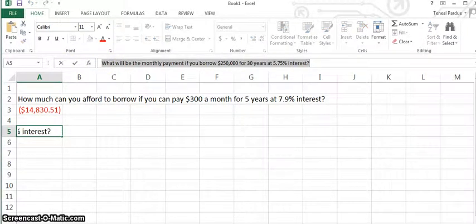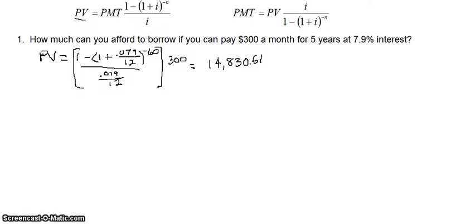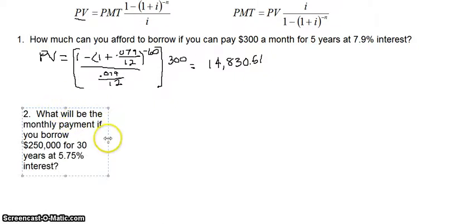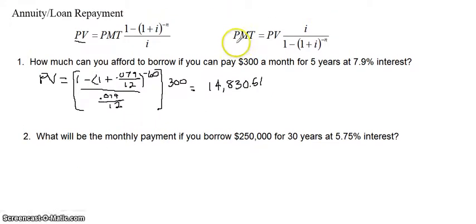So that's that first kind of problem. For the other kind of problem, we're going to paste the second question: what will be the monthly payment if you borrow $250,000 for 30 years at 5.75% interest? That's a typical home loan. For this one, they want us to solve for the payment, so we're going to use this second formula.